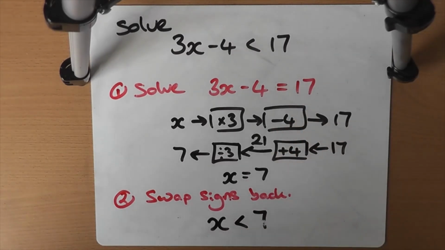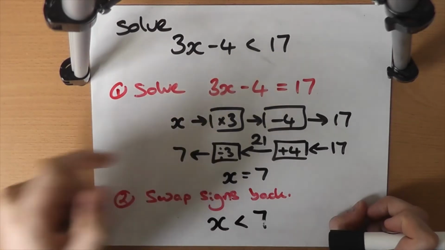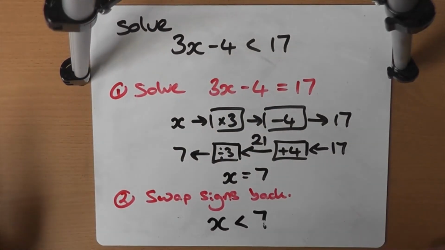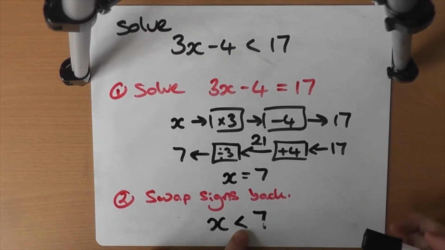So let's check one that's more and check that it doesn't work. Let's pick 8. 3 times 8 is 24. Take off the 4 is 20, which is not less than 17, but that's good because we weren't expecting it to be. We were expecting the 8 to not work. So there is our final answer. X is less than 7.